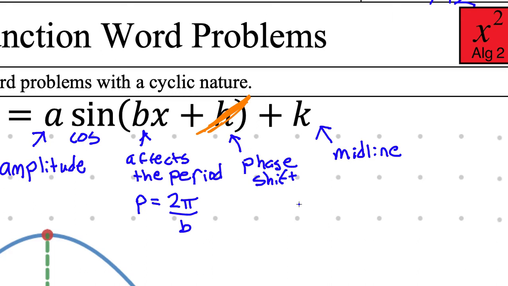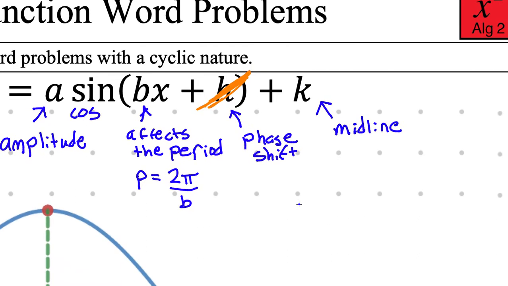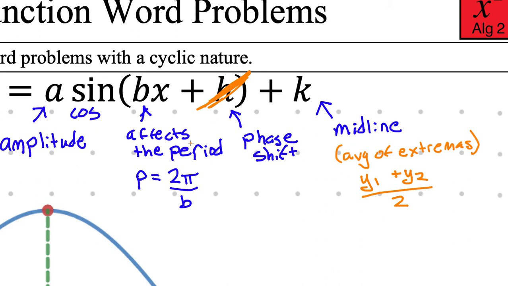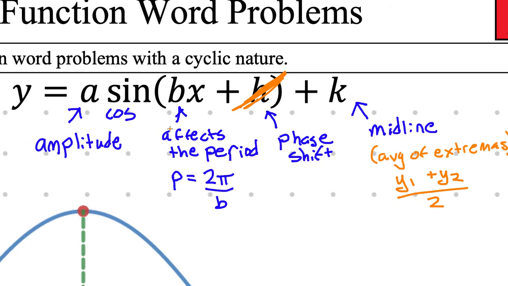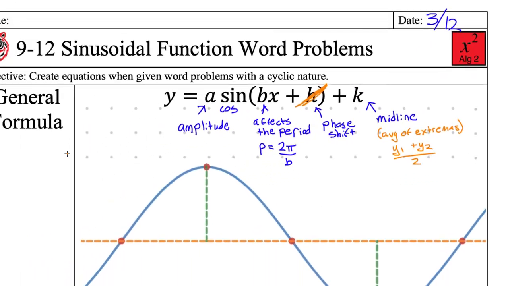All right. So, other things that we want to know. Midline, we can also think of this as the average of the extremas, which means you do y1 plus y2 divided by 2. That's what I mean by average. We know the formula that goes with b, and the formula that goes with a, it's the distance between the midline and the amplitude, or half the distance between the extrema. I think we already know that, though. Let's keep going on to our graph.